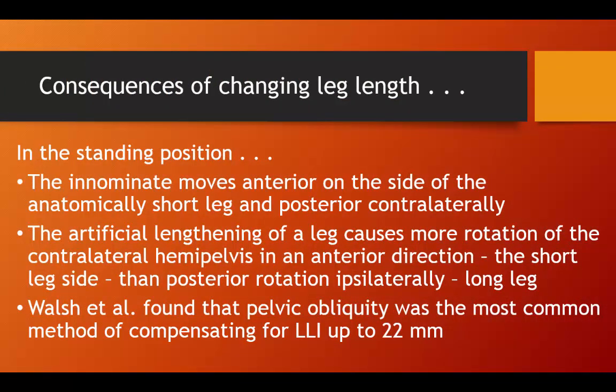There are some consequences of changing leg length. In the standing position, the innominate moves anterior on the side of the anatomically short leg and posterior contralaterally. The artificial lengthening of a leg causes more rotation of the contralateral hemipelvis in an anterior direction on the short leg side than posterior rotation ipsilaterally on the long side. Walsh et al. found that pelvic obliquity was the most common method of compensating for leg length inequality up to 22 millimeters.